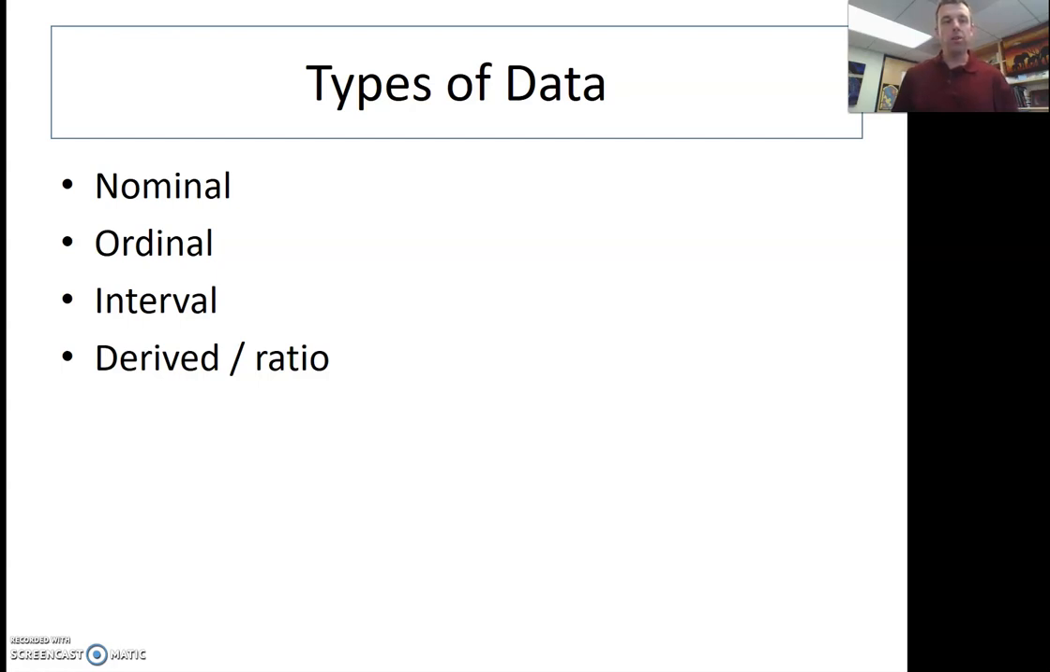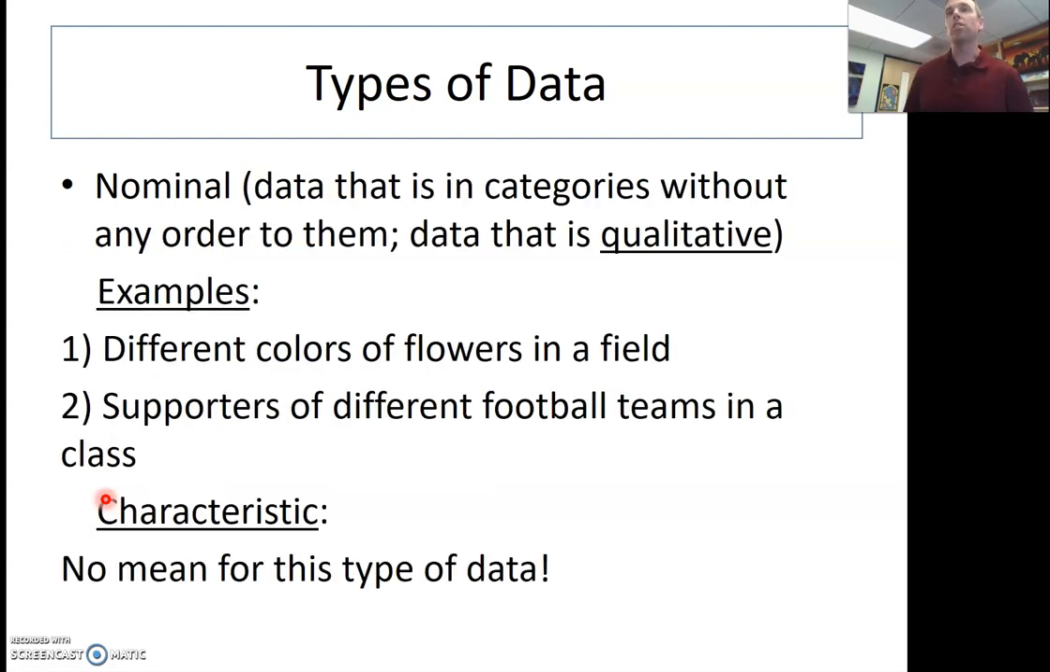All right, so the last thing we really need to understand before we move on into statistics, and I show you how to use Excel to derive your statistical analyses, is what types of data different numbers and different data fall into. So we have nominal, ordinal, interval, and derived data. And these are the four types of data that you really need to understand. So let's go through them together.